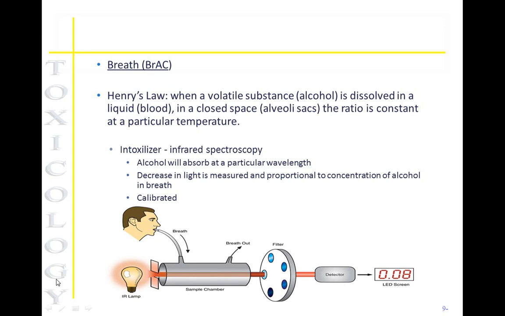For breath testing, the analysis is done slightly differently. Since alcohol is in the blood, it also circulates through the lungs. Carbon dioxide is eliminated from our body through our nose and mouth. The alcohol is also eliminated in a similar manner, so it can be detected by breath testing. The breath testing is done with an infrared spectrometer, and the alcohol will absorb at a particular wavelength.